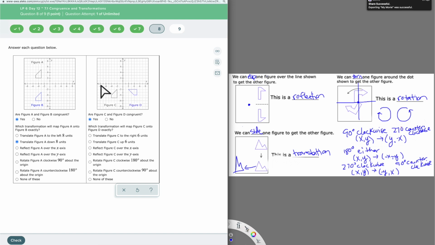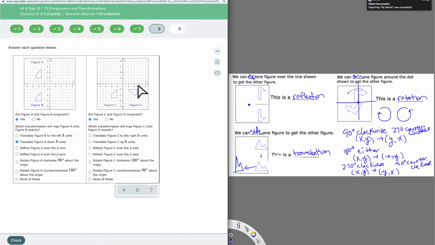Well, if we think about a clock, am I going clockwise or counterclockwise? It seems like I'm going counter. I'm going backwards on the clock because I'm going from C to the right to D. So I'm going to rotate counterclockwise. So let's go down here to rotations. Rotate figure C clockwise, rotate figure C counterclockwise. So it's either going to be this one or none if this one's not correct. It does look like I'm only moving one 90-degree turn.